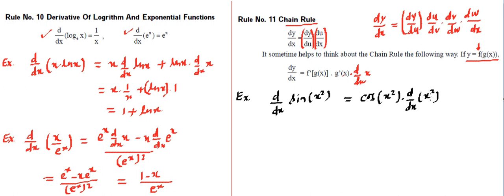Now if you differentiate this x square, we know what x square is, that becomes 2x. So our answer will become 2x cos x square. Are you getting this? So this is called function of function, this sine then x square. So there are two functions involved. Making sense?